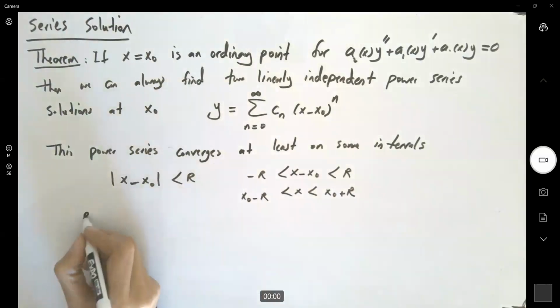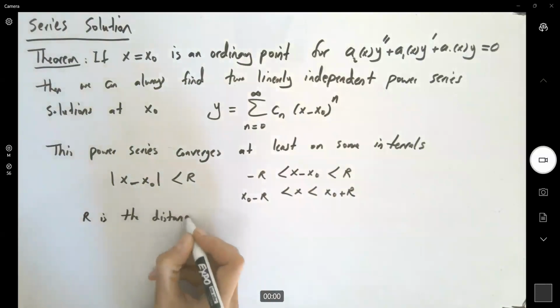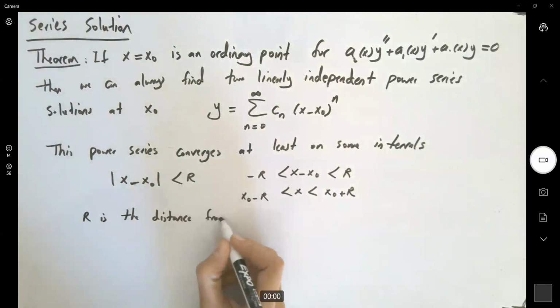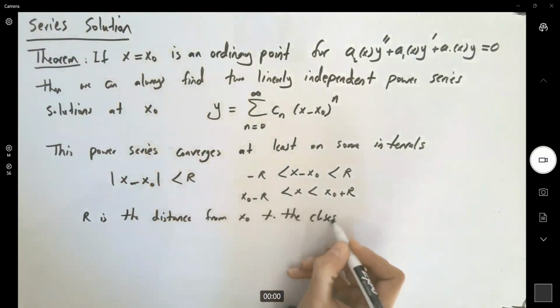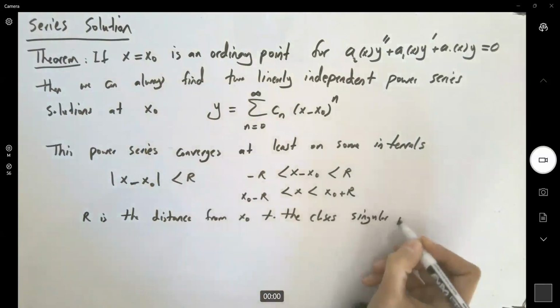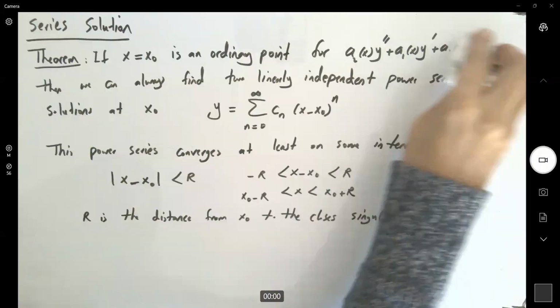What is r? R is the distance from x of 0 to the closest singular point. Okay, let's go over one example to feel more comfortable about this theorem.